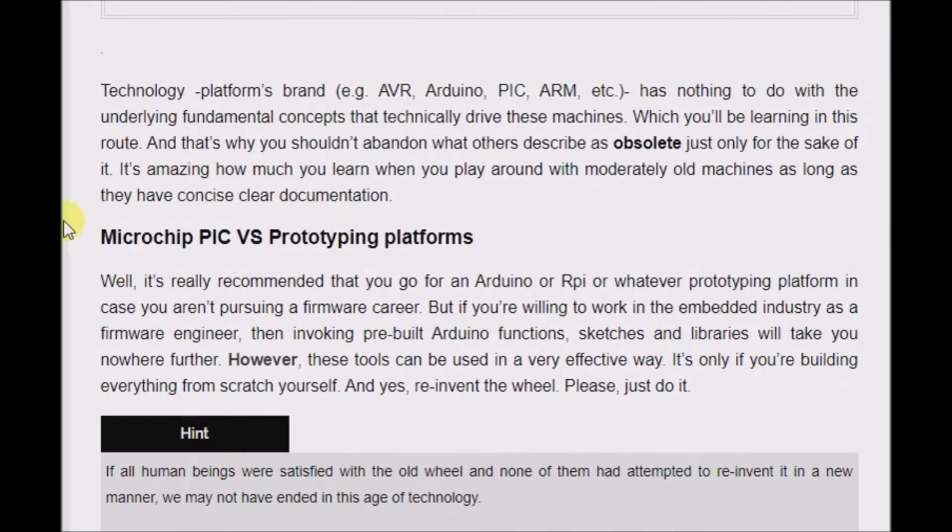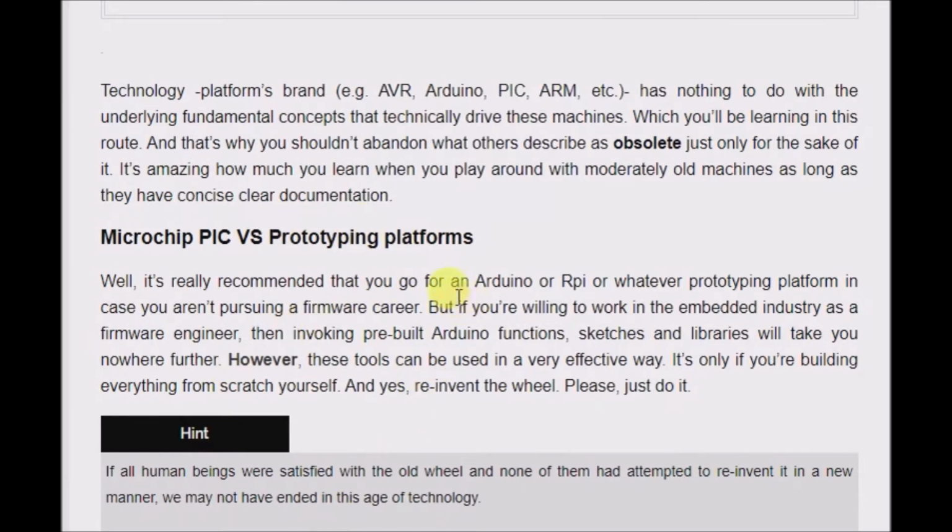I skipped a bit of information. Technology platform's brand, example AVR, Arduino, PIC, ARM, etc., has nothing to do with the underlying fundamental concepts that technically drive these machines, which you'll be learning in this route. And that's why you shouldn't abandon what others describe as obsolete, just only for the sake of it. It's amazing how much you learn when you play around with moderately old machines, as long as they have concise, clear documentation. Microchip versus prototyping platforms.